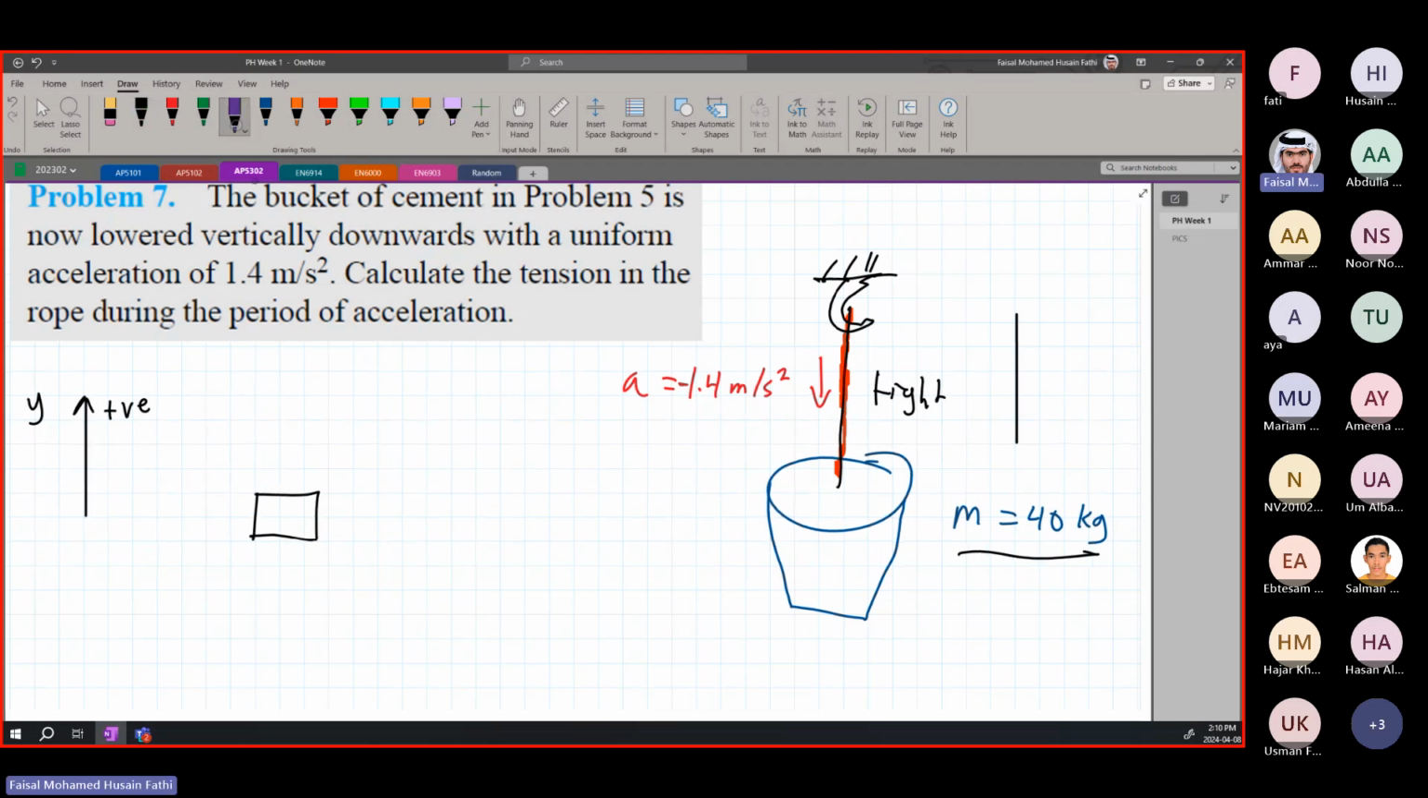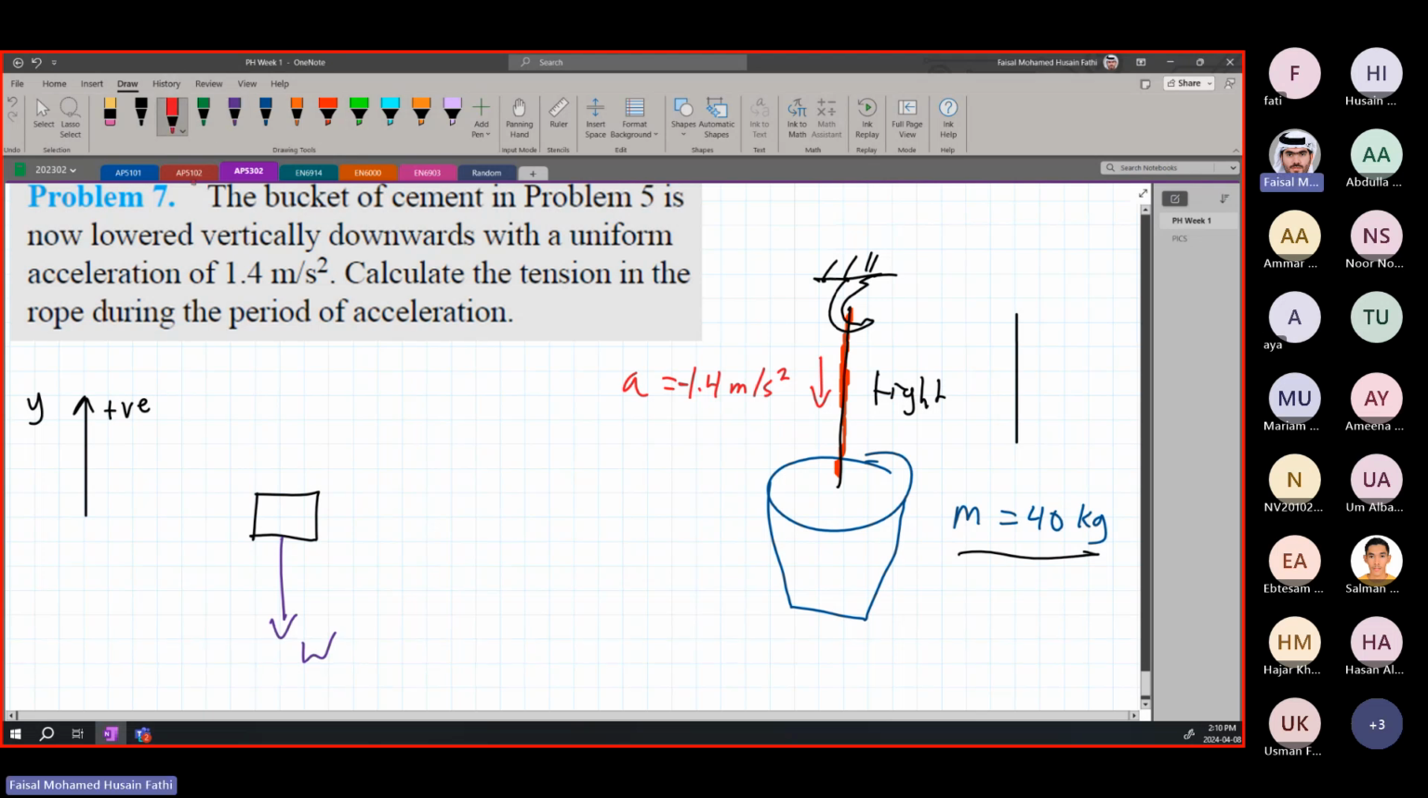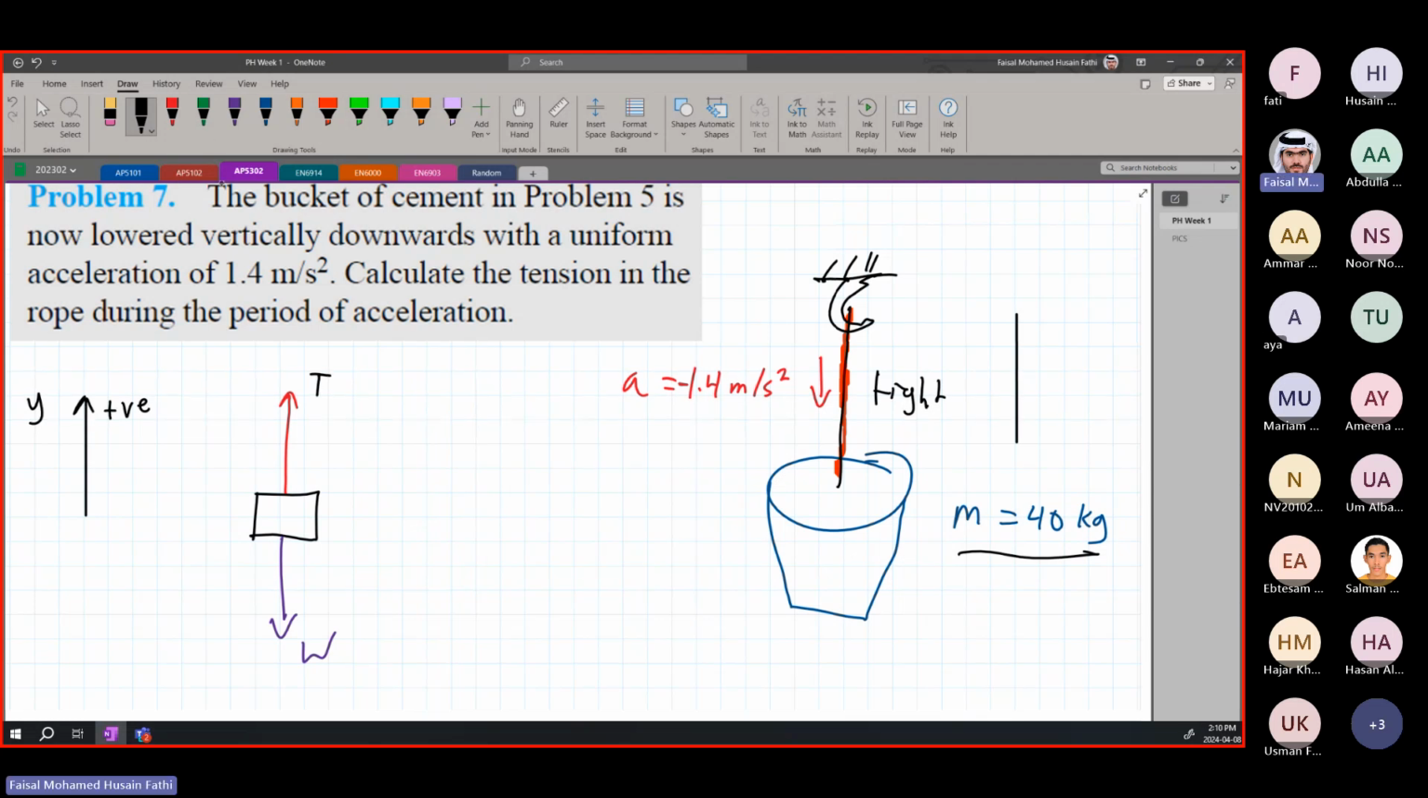We draw our free body diagram. We have our weight. We have our tension. That's it. That's all we have.